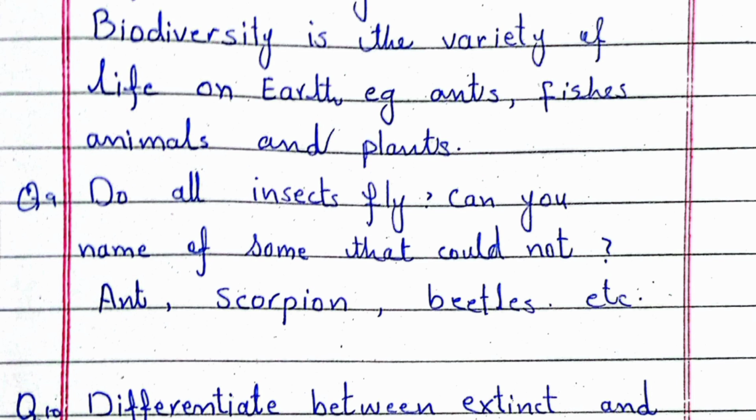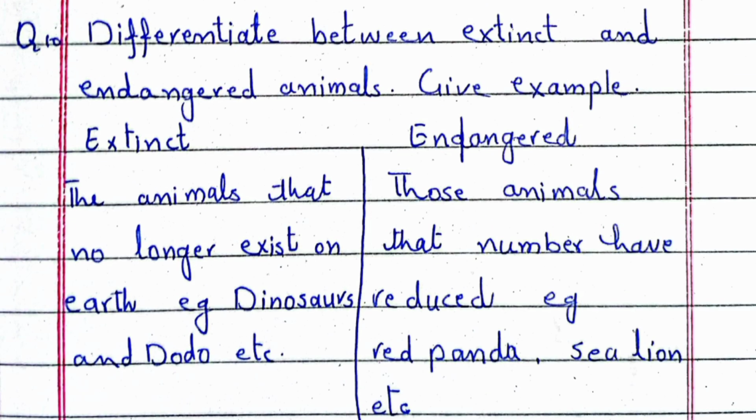Ant, scorpion, beetles, etc. Now the last question is differentiate between extinct and endangered animals. Give examples. The animals that no longer exist on earth, for example dinosaur and dodo etc.